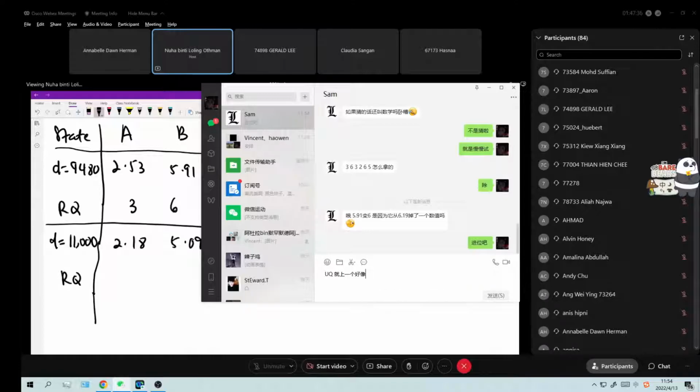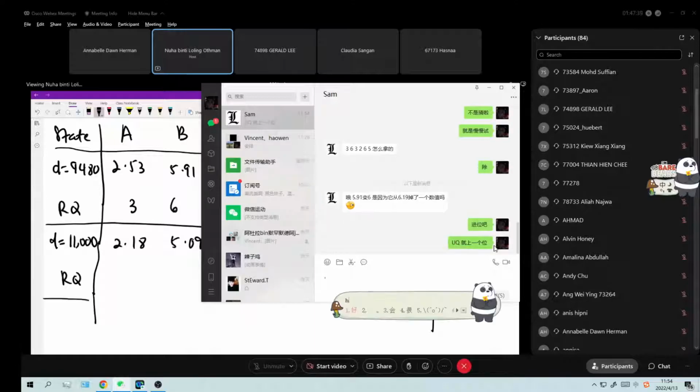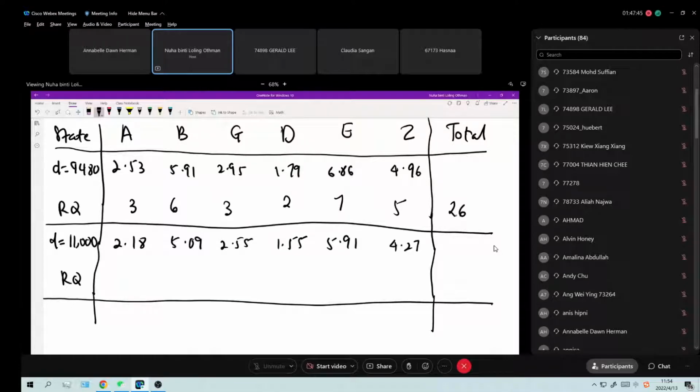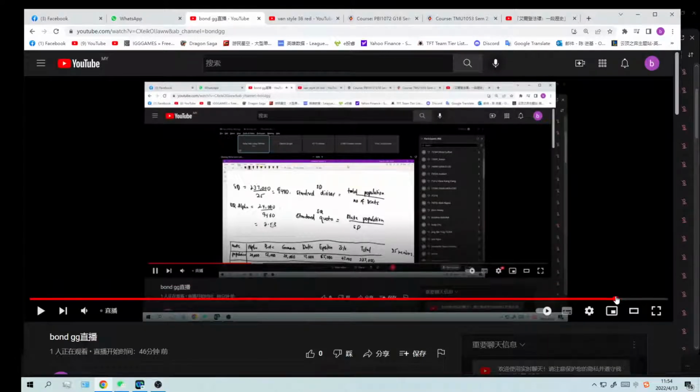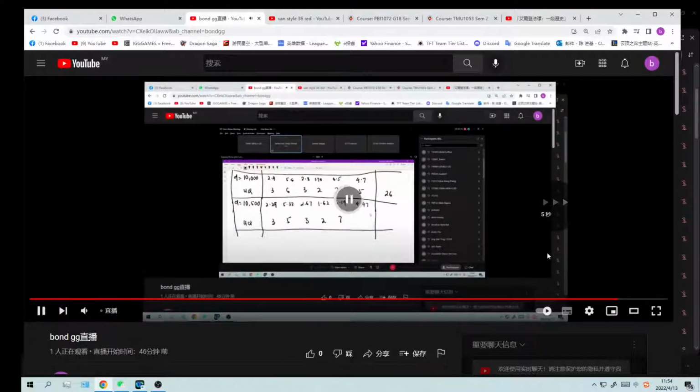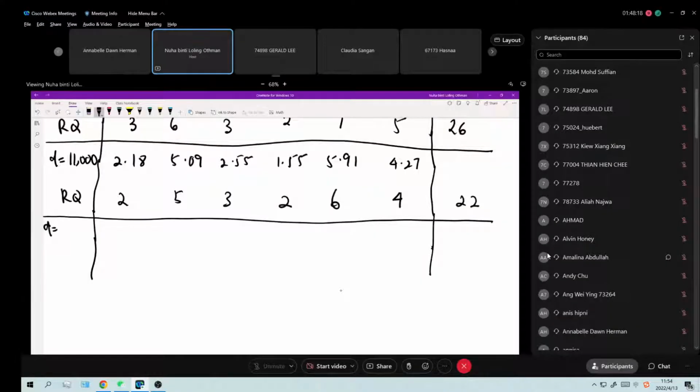This one, based on round down, round up, rounded quota, gives 2, 5, 3, 2, 6, 4, which adds up to 22. So this one is also incorrect. D equal to 11,000 is incorrect. You know that it must be 25, and this is not the Hamilton method. So you need to guess again, which is, okay, 10K.